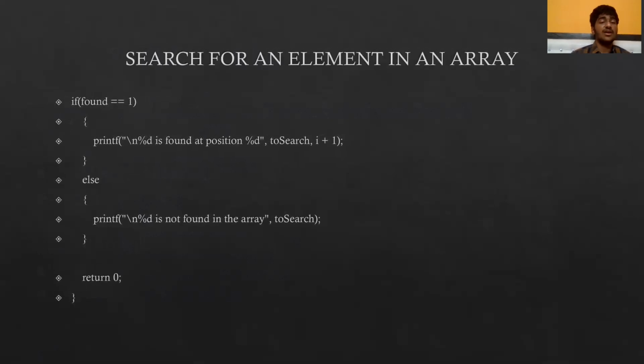If found equals 1, that means if the previous condition is satisfied, we need to write that %d is found at position %d, where \n is given for the next line and %d is given for the number. Here the first number is to_search, the typed input number we gave, and i plus 1. Or else we should print that the element given is not found in the array. We are returning the value 0.